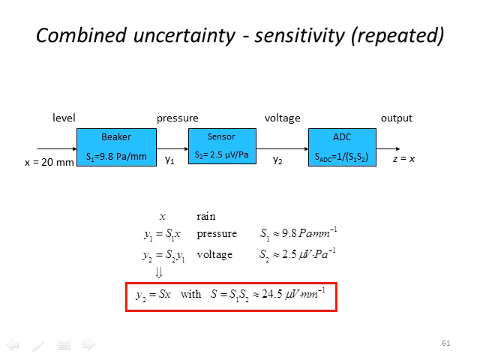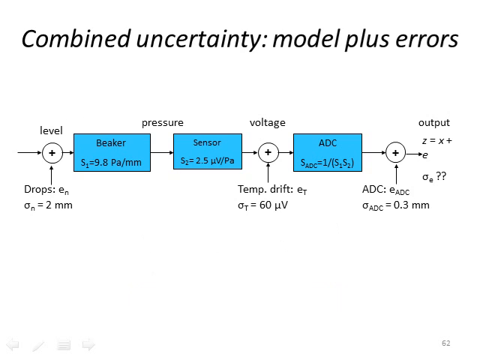So then we come back to our original block diagram of the system. This is a repeated slide, nothing new. Okay? And then we include our model sources. So in the level now we have our uncertainty of the drops located in the left-hand side of 2 millimeters. And then after the sensor we have a drift term of 60 microvolts. And then on the right-hand side at the output after the analog to digital converter we have our quantization error. So then in our output we have some mean value of the level, plus or minus the error, and then we're going to have some uncertainty in our estimation.